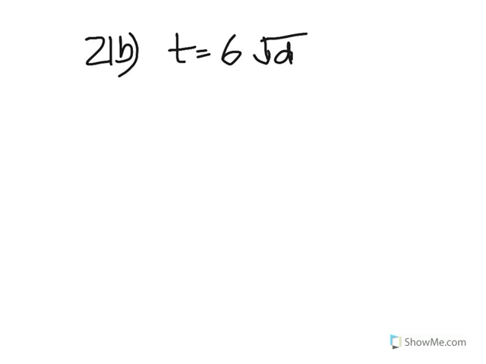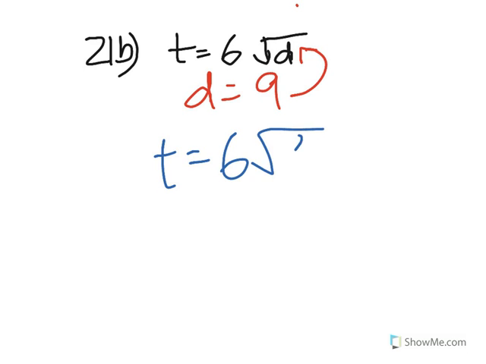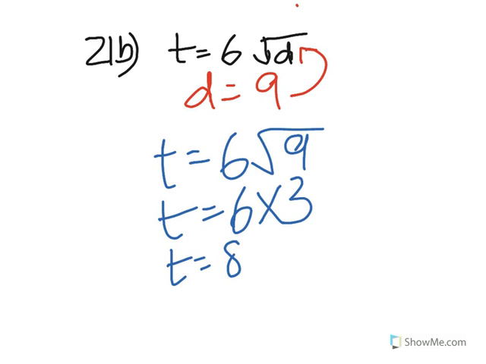Okay, 21b is very simple. They're asking you to calculate a value of t when d is equal to 9. So all you got to do is substitute into this equation, which we found in the previous question, and you'll find the value of t. So t is 6 times root of 9. The square root of 9 is 3, so it's 6 times 3. So t is equal to 18.